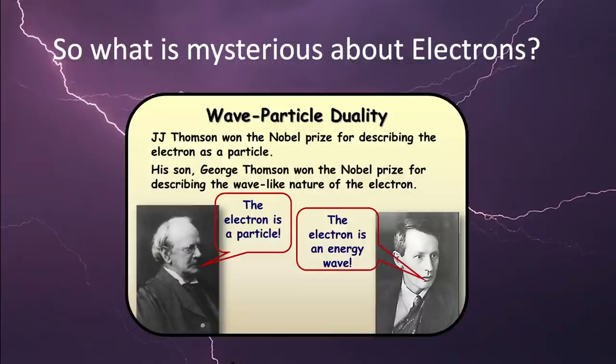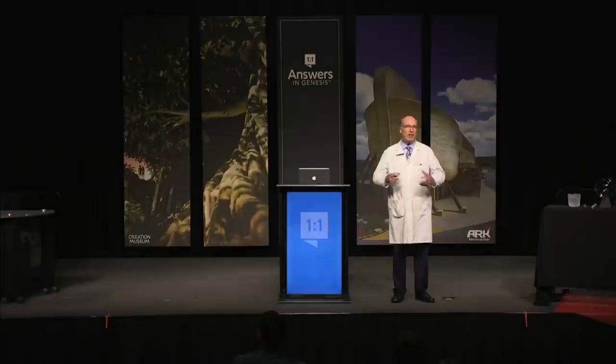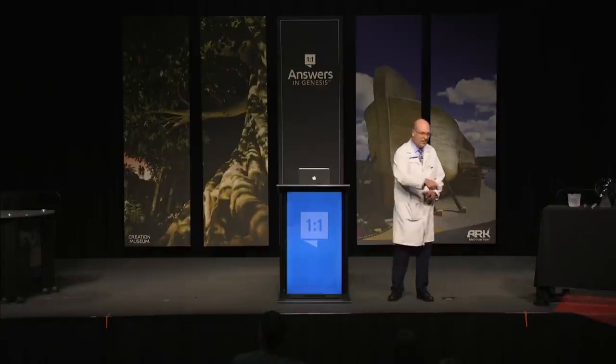And his son, George Thomson, won the Nobel Prize for describing the wave-like properties of an electron. And waves are different. I mean, there are lots of waves in this room. There's radio waves and light waves and sound waves and so forth. You can't say, well, it's there and it's not over there. It doesn't have a particular position. So what is it? Is an electron a wave or a particle? And the answer is yes, it is.